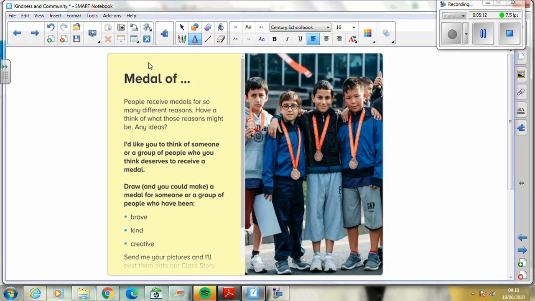It will be really lovely to see examples of your pictures, and if you post them onto your portfolio, I can put them onto our class story. And if you send them to me directly, if you can message them to me on Class Dojo if you like, and just add a little message underneath saying, please can you post this on our class story, and I can do that for you.